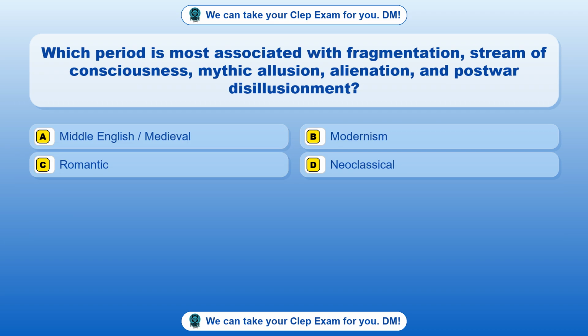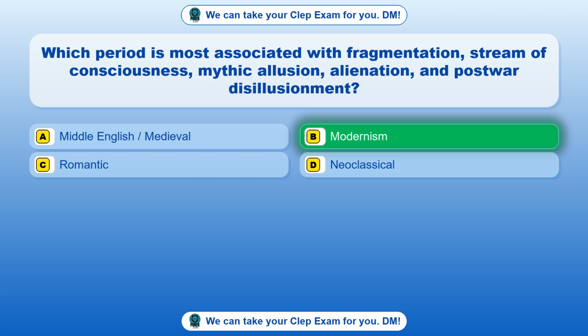Question 2. Which period is most associated with fragmentation, stream of consciousness, mythic illusion, alienation, and post-war disillusionment? Option A. Middle English/Medieval. Option B. Modernism. Option C. Romantic. Option D. Neoclassical. The correct answer is option B.